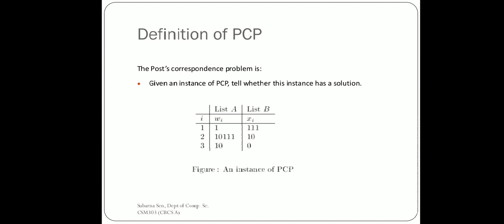Fine. So let us see an example. As we have seen in the definition, there will be two lists, list A and list B. Here i is the counter, and list A consists of strings denoted by W suffix i, and list B by X suffix i. For W, the first instance is 1, the second instance is 10111, and the third instance is 10.